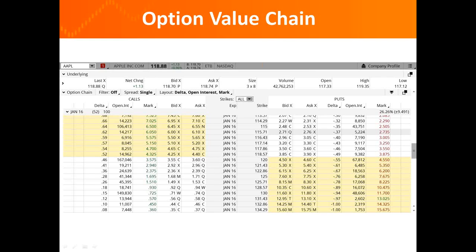Okay? These on the call side are in the money. This is at the money. This is out of the money. On the put side, it's just the opposite. Anything below the 120 is in the money. This is at the money, and these are out of the money.